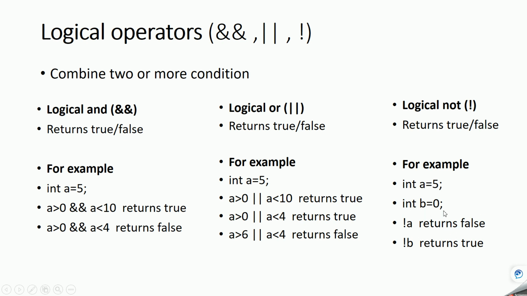But take int b equal to 0, and this is a little different from the other two operators. If b is equal to 0, what will happen? This 0 is nothing but false. This false will turn into true. So basically it will invert the result. True will become false and false will become true.